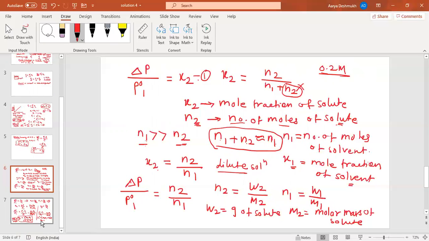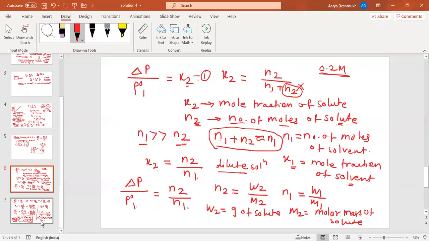N1 is the number of moles of solvent, and X1 is the mole fraction of the solvent. Initially X2 is N2 upon N1 plus N2. Since we are neglecting this N2, because the addition of these two is approximately equal to N1, X2 will be equal to N2 upon N1, which means that the solution is very dilute. So you can just rearrange this equation. Delta P upon P naught 1 will be equal to N2 upon N1, instead of X2. We substitute X2 equal to N2 upon N1, neglecting N2 in the denominator, so that would be N2 upon N1.